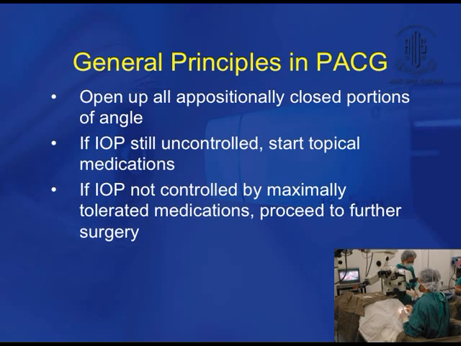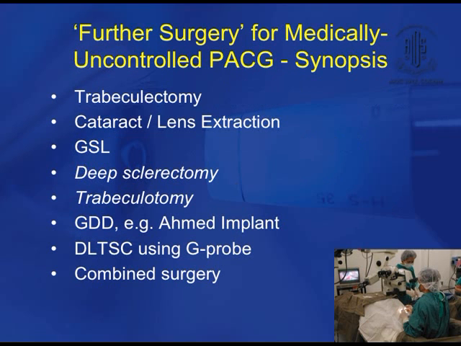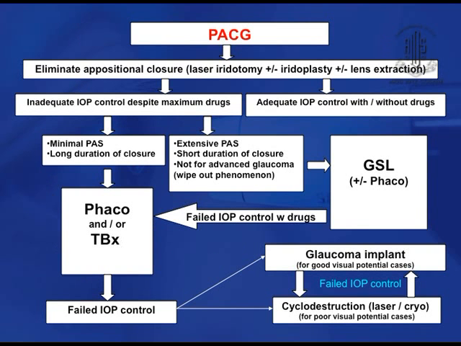But of course, if all these do not work, then you have to consider medications, and finally, you will have to consider further surgery, especially filtration surgery. These are some of the surgical options in primary angle closure glaucoma. They include trabeculectomy, cataract or lens extraction, goniosynechialysis, deep sclerectomy in some parts of the world, and perhaps in Japan, trabeculotomy even in adults, glaucoma drainage device implantation, and also diode laser transscleral cyclophotocoagulation. Or, of course, you can also do a combination of the above.